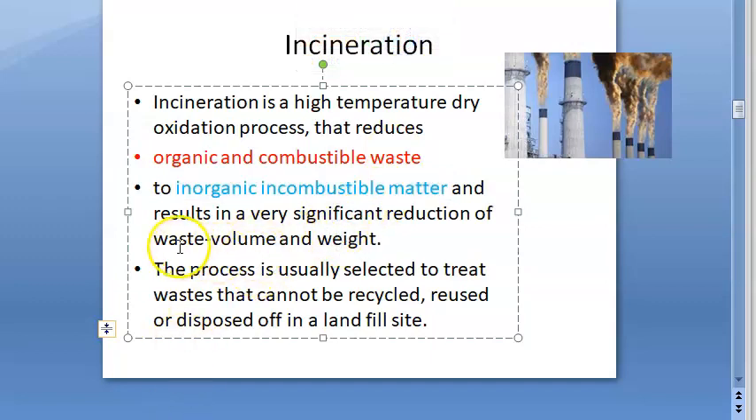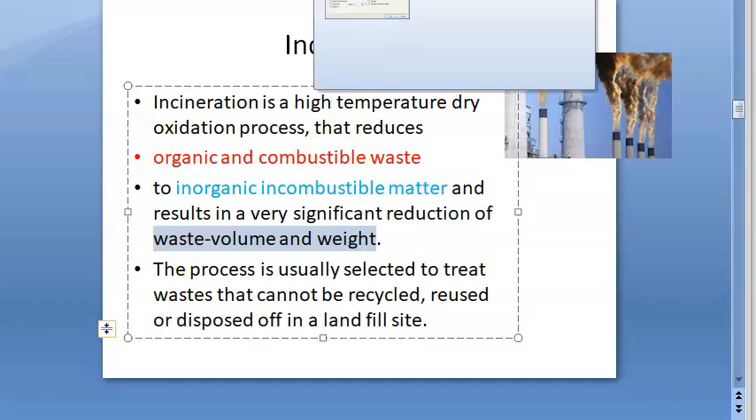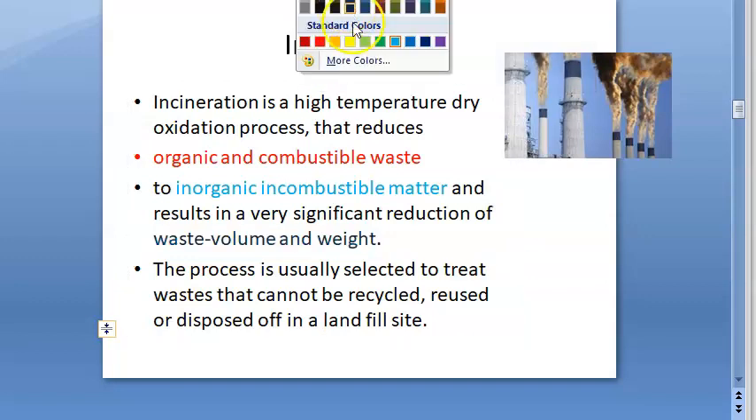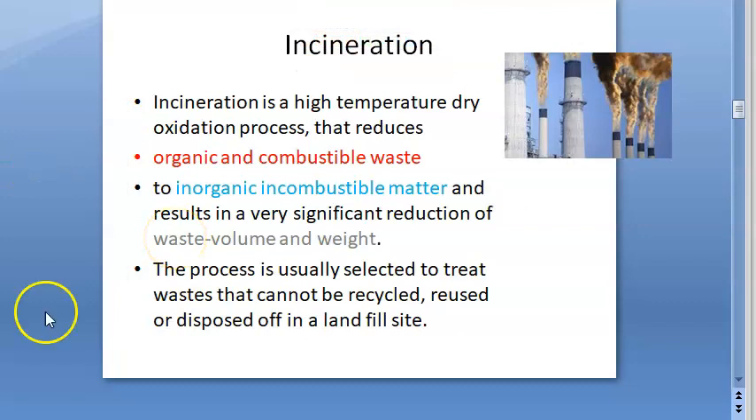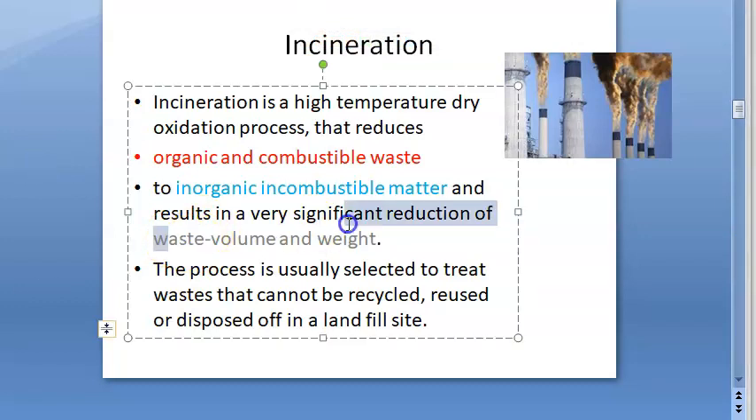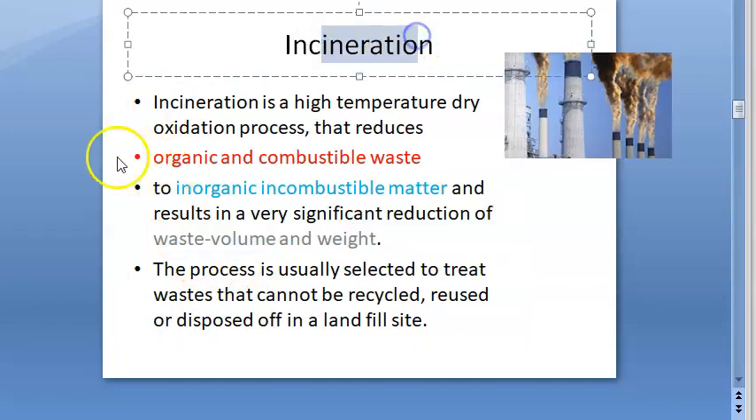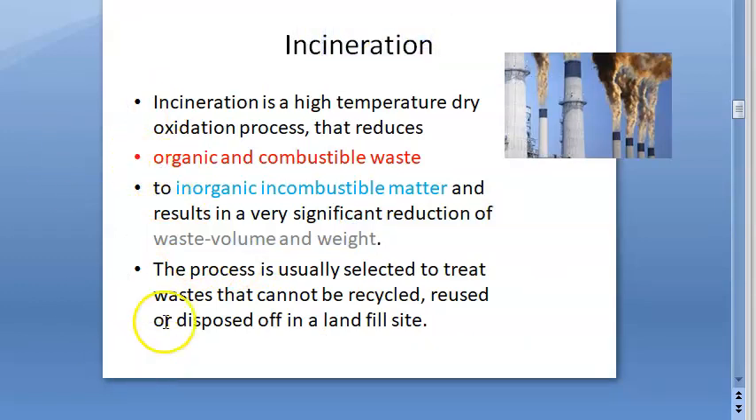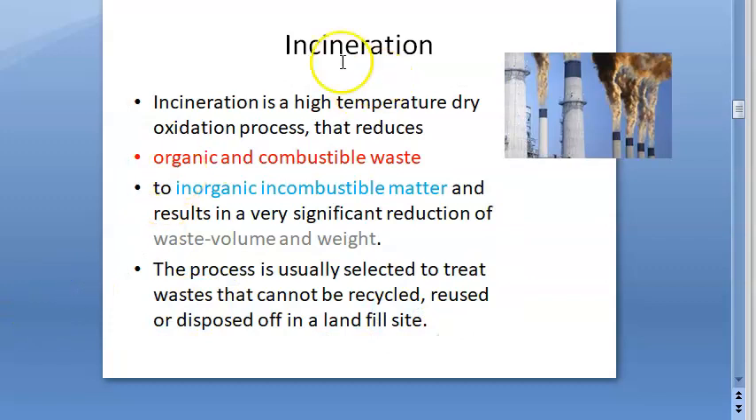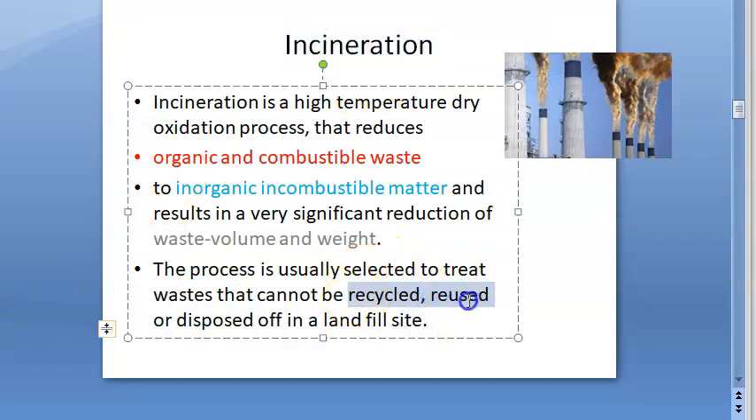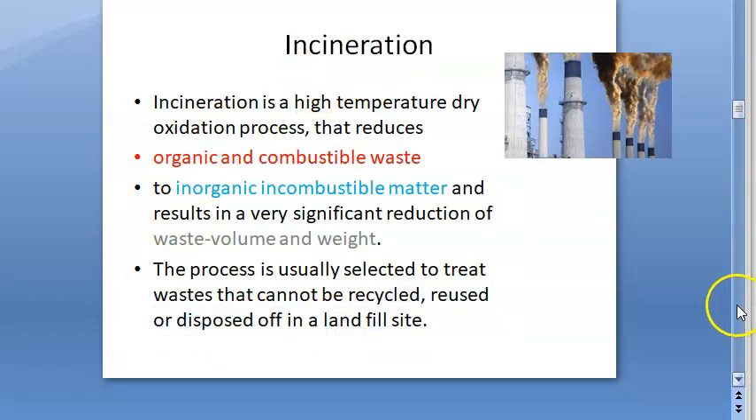So what is the benefit here? You're reducing the waste volume and weight. You just get ash, so the volume and the weight will be less. Everything that went into the yellow dustbin can get incinerated: the anatomical waste, blood bags, antibiotics, etc. What will you not put? You will not put things that you can recycle or reuse.